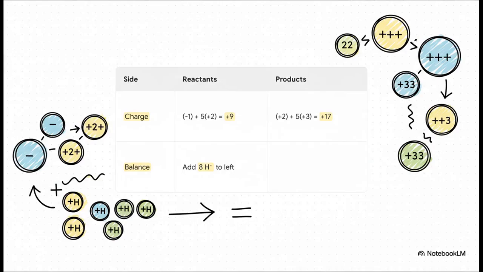Okay, next up, we have to balance the electrical charge on both sides. On the left side, the reactant side, we have 1 minus 1 ion and 5 plus 2 ions. That gives us a total charge of plus 9. On the right side, we've got 1 plus 2 ion and 5 plus 3 ions, which adds up to plus 17. So, to make the plus 9 on the left equal the plus 17 on the right, we need to add 8 positive charges. And that's exactly where those H plus ions come in. We need 8 of them.